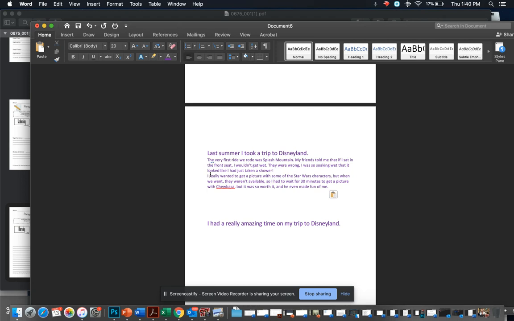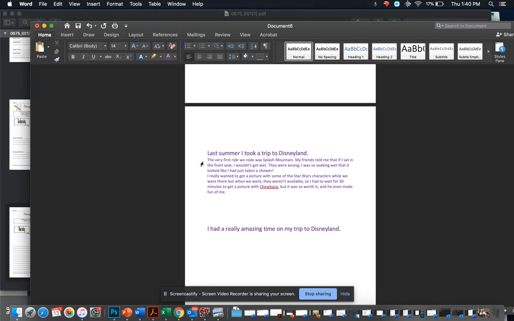I think on my second detail here, I want to add in something that again ties it back to Disneyland. Even though this was at Disneyland, I don't really state that. So I want to say I really wanted to get a picture with some of the Star Wars characters while we were there. I don't need to say while we were at Disneyland. The word there connects back to my subject and implies that that is what I am talking about.